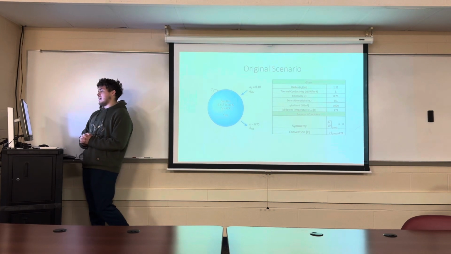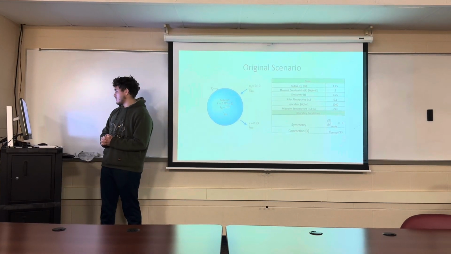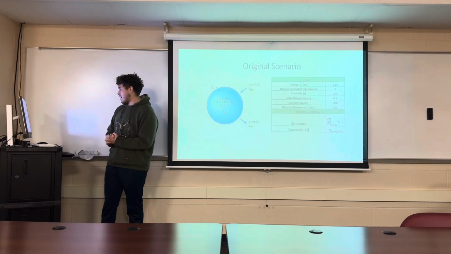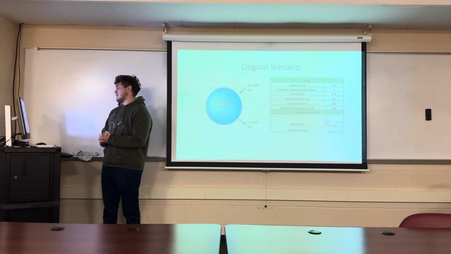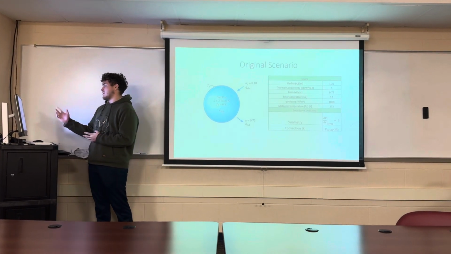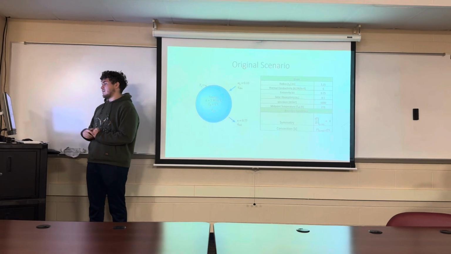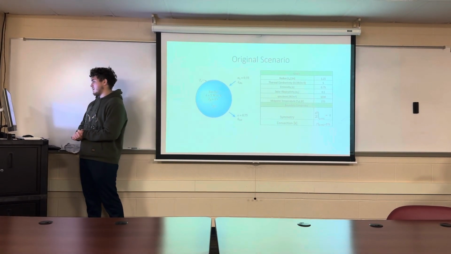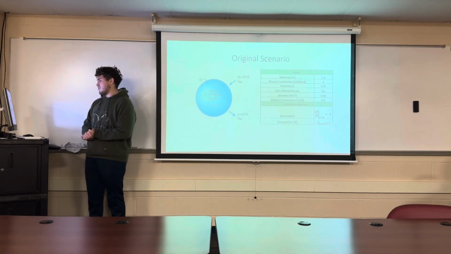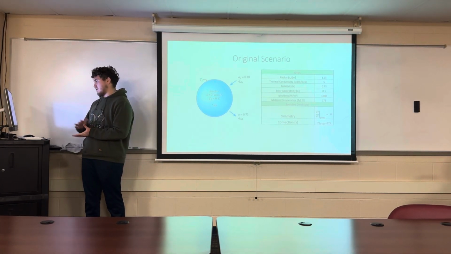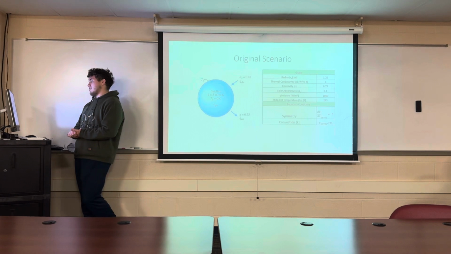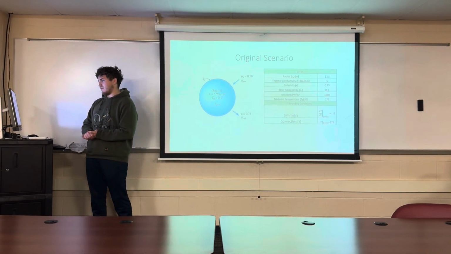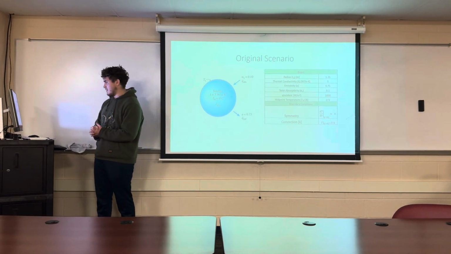We're given a radius of 1.25 meters, thermal conductivity of 5. It's emitting radiation. Our emissivity is 0.75. It's also absorbing radiation, so its absorptivity is 0.10. And then our Q incident is 1,000, and then we're also given a midpoint temperature of just 0 degrees Celsius.